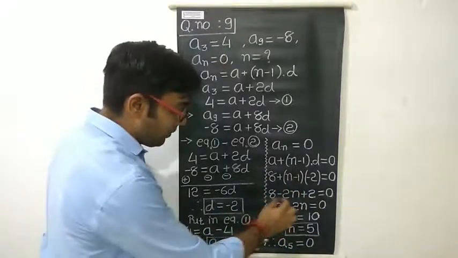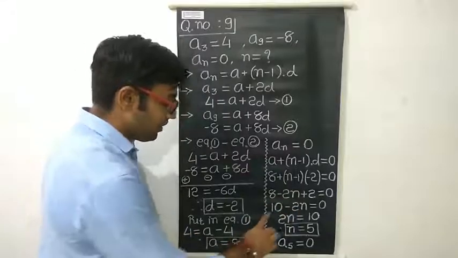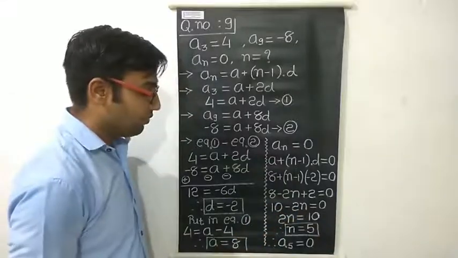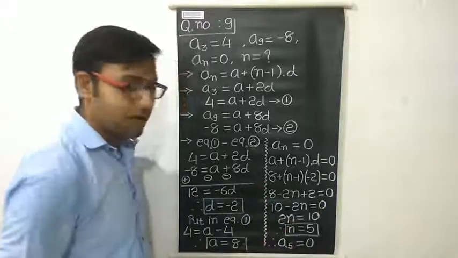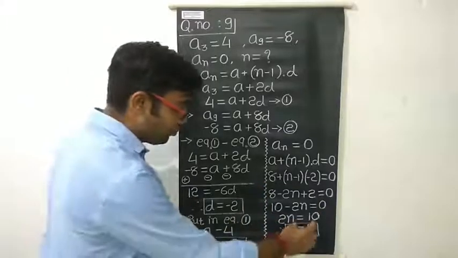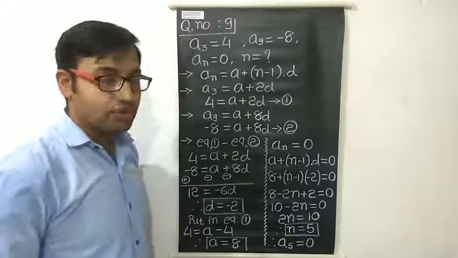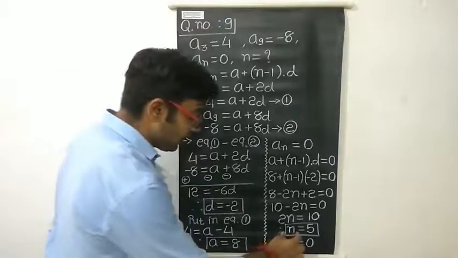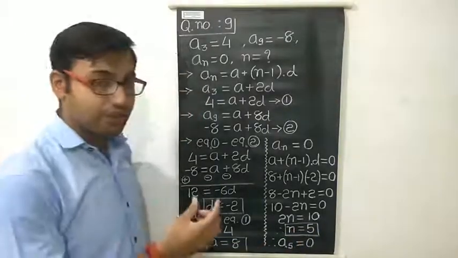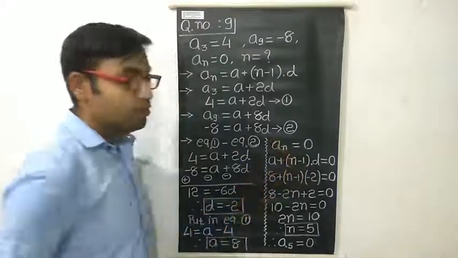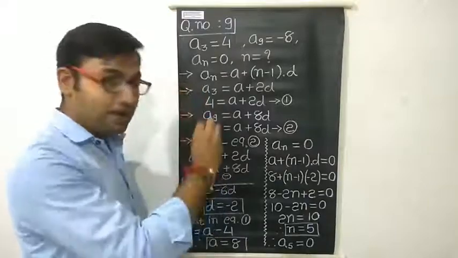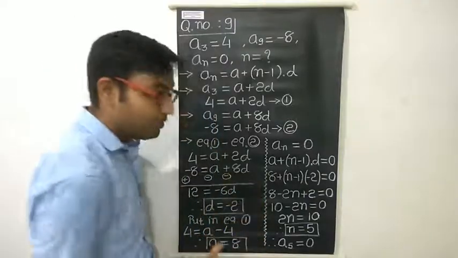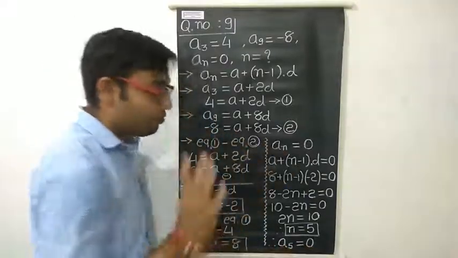Now 8 plus 2 is equal to 10, so 10 minus 2n is equal to 0. Take the 10 to the right hand side, and we get 2n is equal to 10. By dividing by 2, we get the value of n is equal to 5. So this is the number of the term which has the value 0. So we can say that in the given AP, the fifth term of the AP has a value equal to 0.